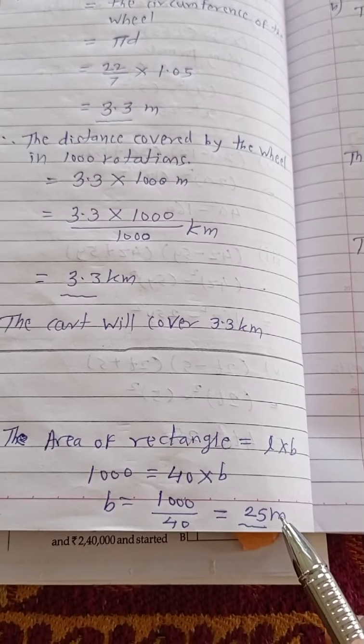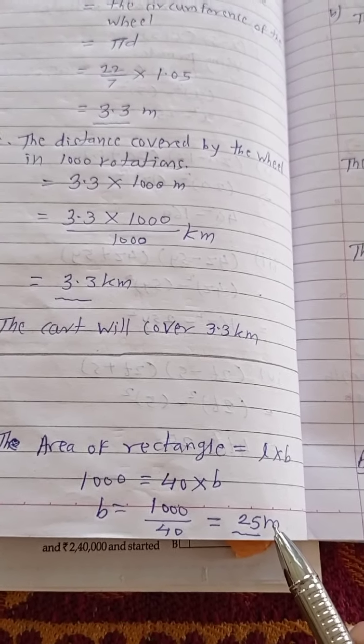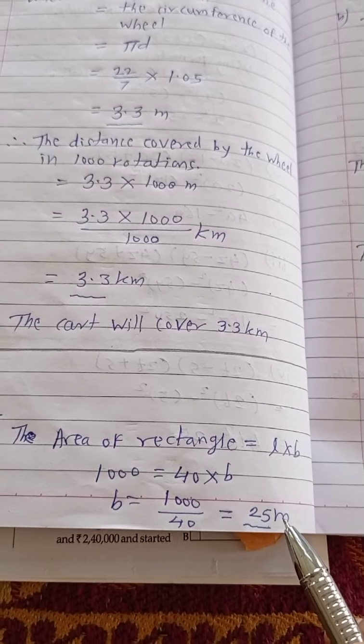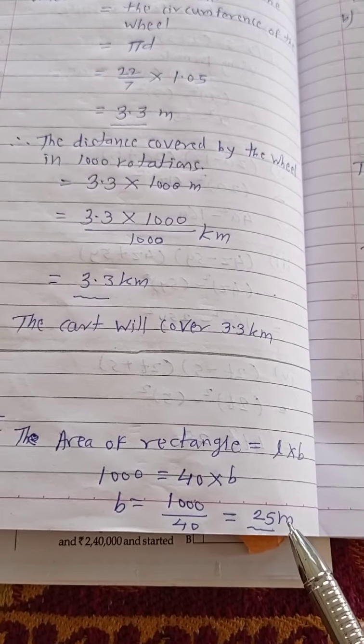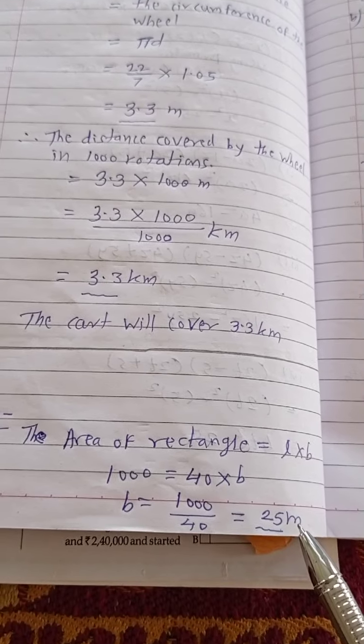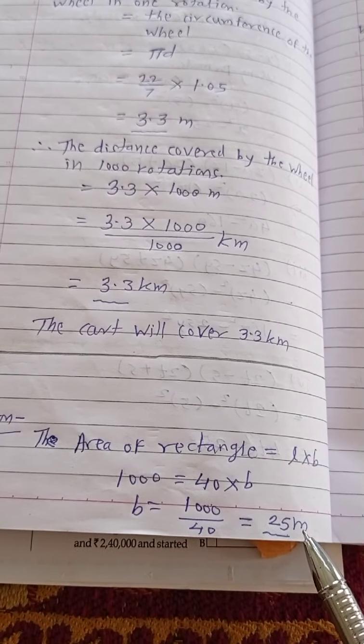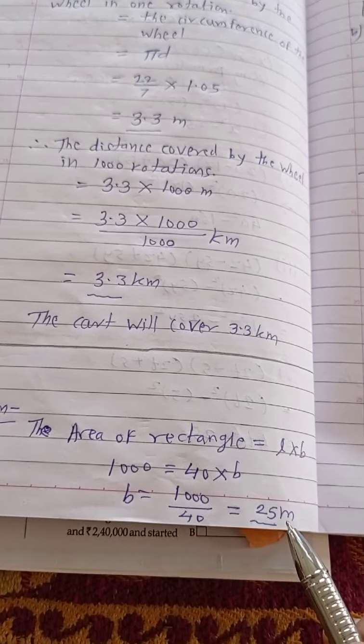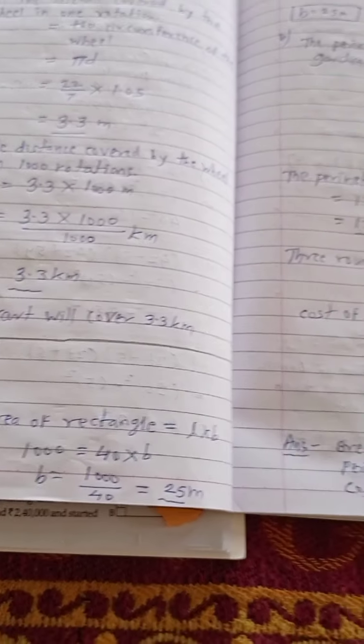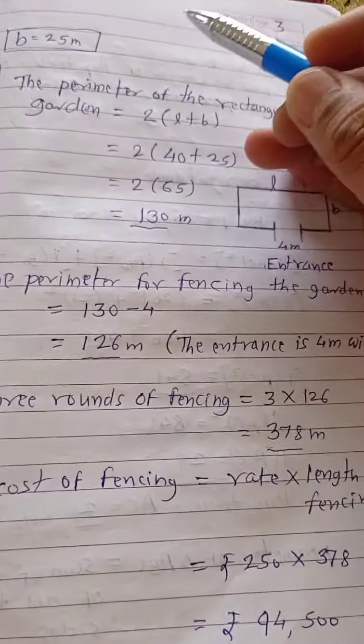See, in the next question they ask here, find its perimeter, and the garden is to be enclosed by 3 rounds of fencing, leaving an entrance of 4 meter. Find the cost of fencing of the garden at the rate of 250 rupees per meter. See here, next question here. First you find out the breadth.